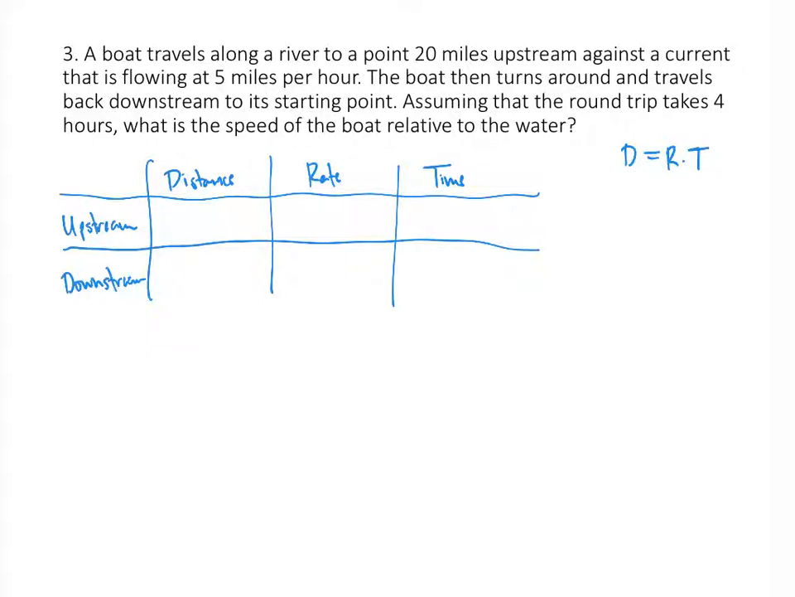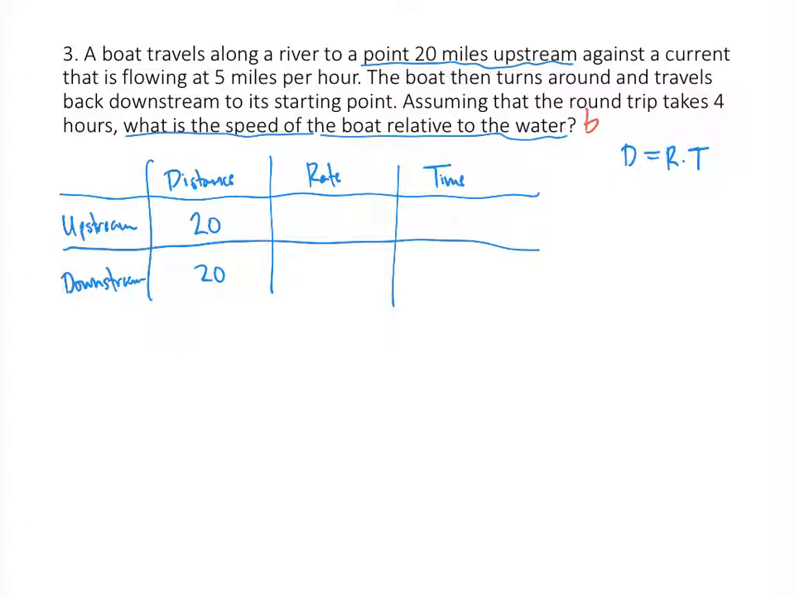Okay, so now let's go back and read the problem and see if we can figure out what we're doing. Remember that what we're looking for is the speed of the boat relative to the water. I'm going to call that B for boat. So the B here represents the speed of the boat. So that's going to be the variable I'm going to use for that. So we're told that the point along the river is 20 miles upstream. So that means the distance in both directions is going to be 20 miles.